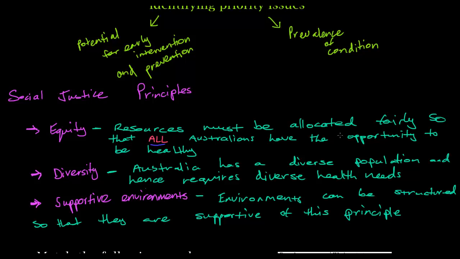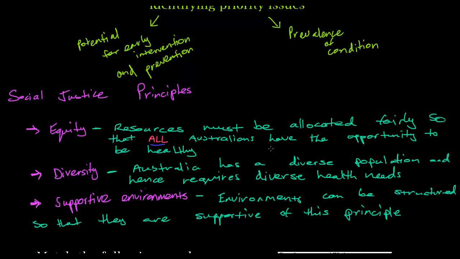The next concept is diversity. Australia has quite a diverse population and hence requires diverse health needs. So if you think about it, some cultures have some really different types of health needs. And because of that, we need to meet up to that since they're Australian, and we need to give everyone their diverse health needs. We need to actually provide for that.